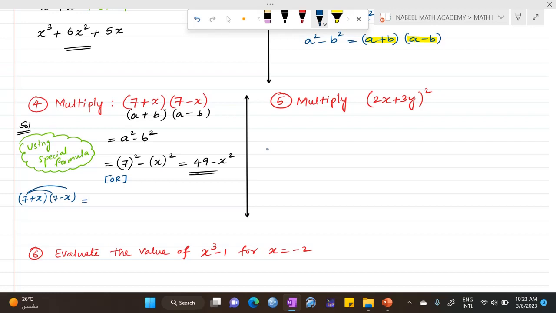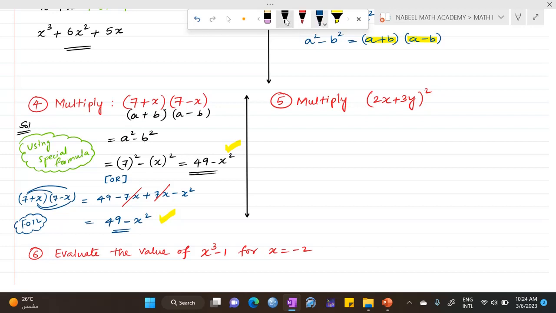So you will have here 49 minus 7x. And the next term, multiply, you will get plus 7x minus x square. So what are the cancel terms? Plus 7x minus 7x cancel. So the answer will be 49 minus x square. So this is by using the FOIL method. In both methods, the answer is going to be the same. It does not change. If you remember the formula, you can solve by using the formula. If you do not, you can just go through the regular way.